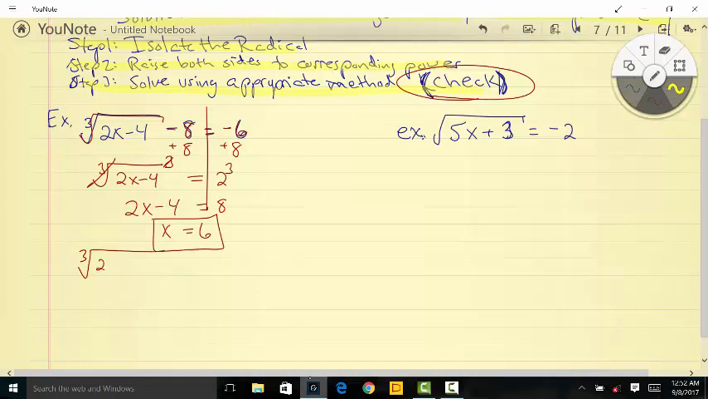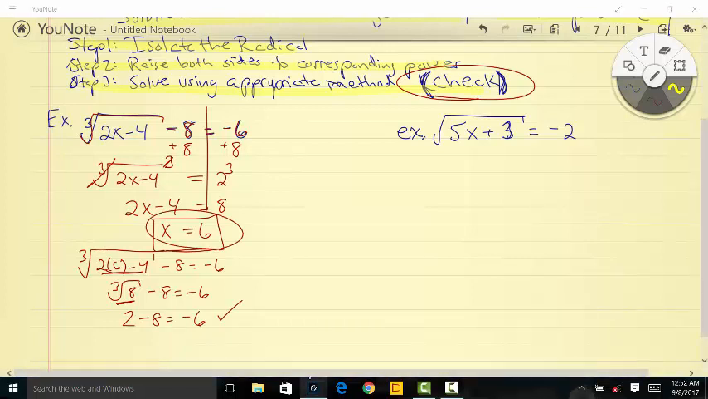Now plugging this in to check our work. Cubed root, 2 times 6 minus 4, minus 8 is equal to negative 6. 2 times 6 is 12. 12 minus 4 is 8. So we get the cubed root of 8, take away 8 is equal to negative 6. The cubed root of 8 is 2. 2 minus 8 is equal to negative 6. That checks. Therefore, this answer is a solution to this equation.